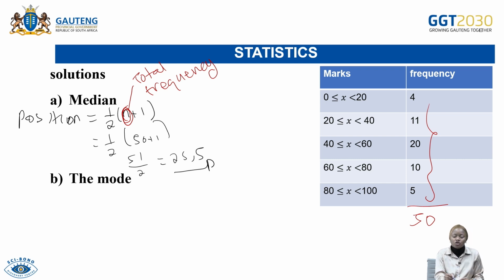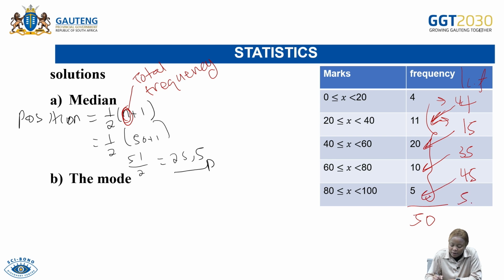Okay, so you need to go back to your frequency and check where 25,5 is going to be. First things first, I come here, I've got a 4, right? And then if I add the 4 with this 11, it's like you're finding the cumulative frequency. I don't know if you still remember the cumulative frequency. So you'll have the 4. Then if you add the 4 with the 11, you'll get a 15. And if you add the 15 with the 20, you will get 35. And if you add the 35 with the 10, you will get 45. And if you add 45 with the 5, you'll get a 50. To know that your cumulative frequency is correct, the last value of the cumulative frequency should be the same as the sum of the frequency. Okay, sharp. So we are looking for 25,5.